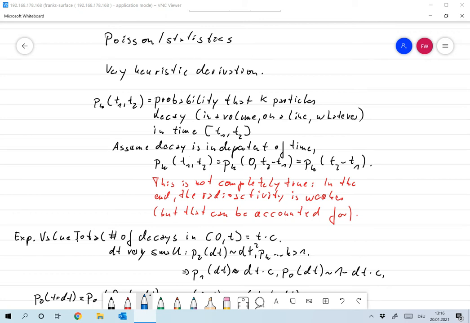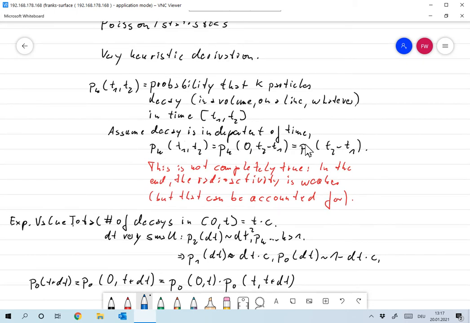Okay, so what we would like to model is the probability that k particles in a volume, on a line, whatever, of a radioactive substance decay in the time from T1 to T2. So pk of T1 and T2 is the probability that exactly k particles decay in a given volume. First of all, we assume that the decay is independent of time, so that it only depends on the length of the time interval. So we assume that pk of T1 and T2 is pk of 0 and T2 minus T1, or pk of T2 minus T1.